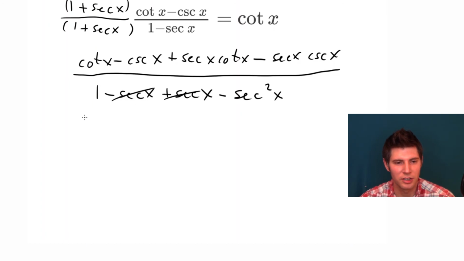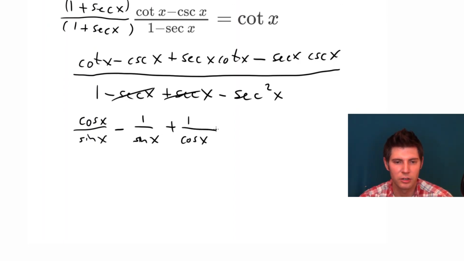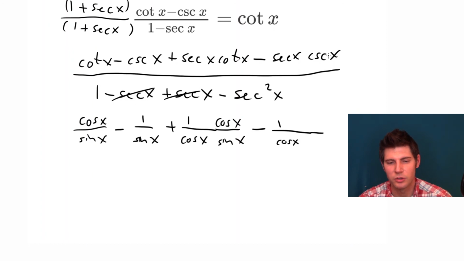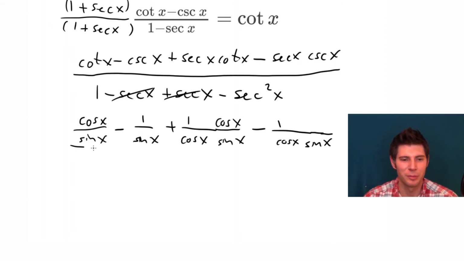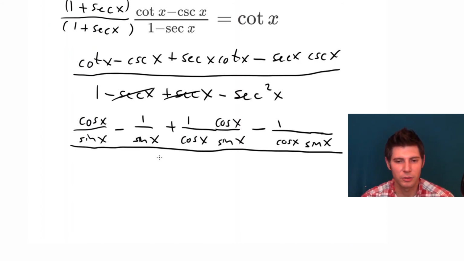So this cotangent is cosine x over sine x minus cosecant is 1 over sine x plus secant is 1 over cosine x and cotangent is cosine over sine minus secant x is 1 over cosine and cosecant is 1 over sine. And that's just the numerator. In the denominator, we still have 1 minus secant squared. So on the top, these cosines cancel. And then this negative 1 over sine and this positive 1 over sine, these are going to cancel as well.